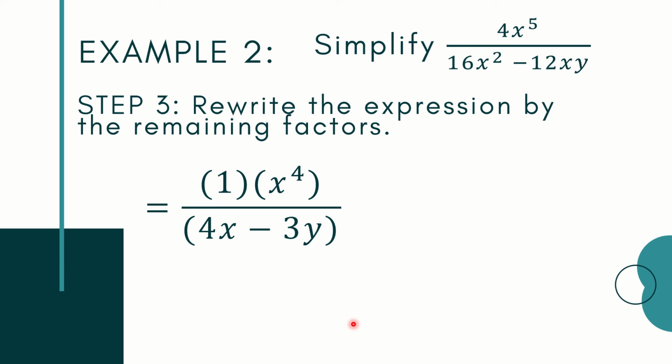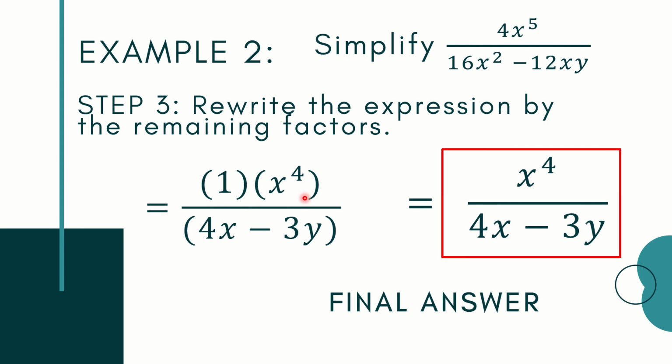So after that, we have to rewrite the expression. Like earlier, we have here 1 times x to the power of 4 over 4x minus 3y. In simplifying, is this the final? Not yet. We have 1 times x to the power of 4 over 4x minus 3y, so we have here x to the power of 4 over 4x minus 3y. Therefore, the result is x to the power of 4 over 4x minus 3y.